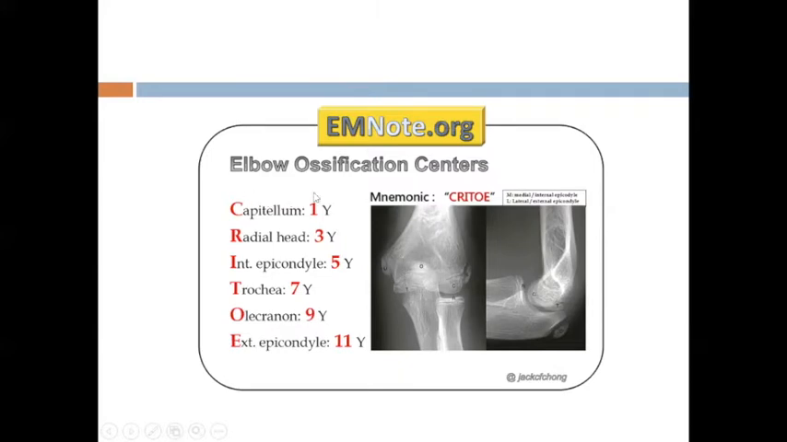For that, we can take one mnemonic, CRITOE. C for capitulum, R for radial head, I for internal epicondyle or medial epicondyle, T for trochlea, O for olecranon, and E for external epicondyle or lateral epicondyle. And the ages are: capitulum ossification at 1 to 2 years of age, radial head 3 to 4, medial epicondyle 5 to 6, trochlea 7 to 8, olecranon 9 to 10, and lateral epicondyle 11 to 12. This is the fourth thing regarding elbow radiology.